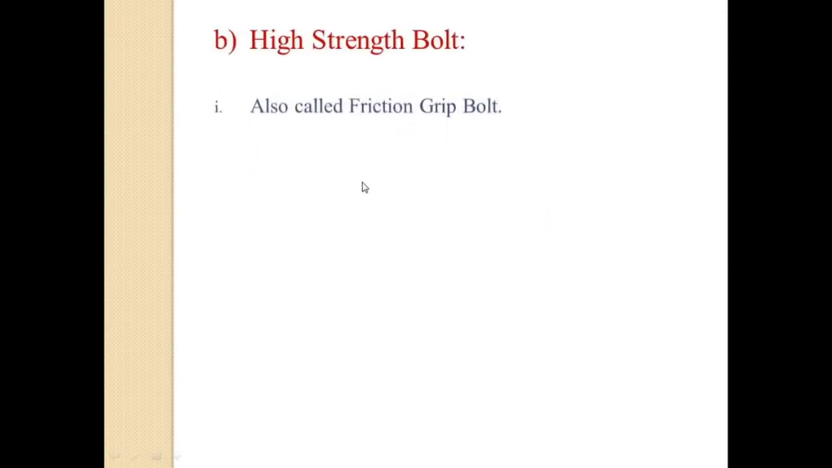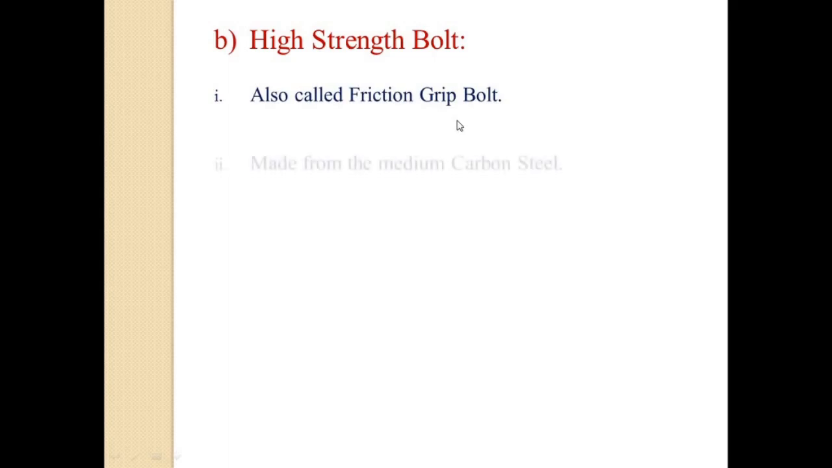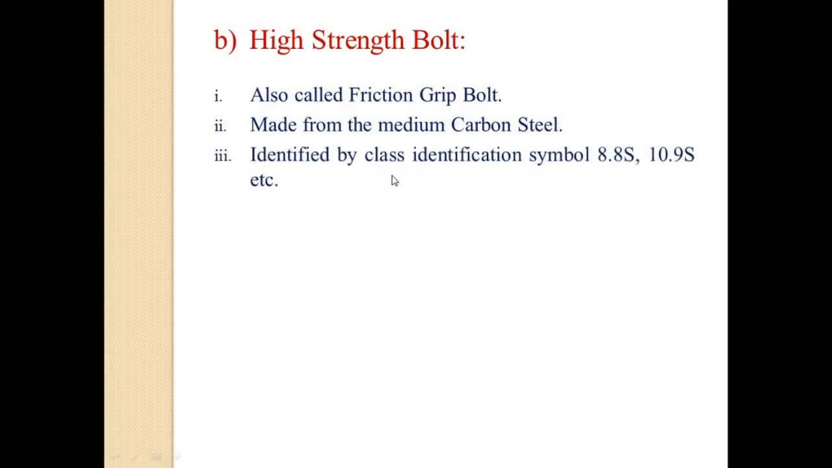The second one is the high strength bolts. It is also called friction grip bolt. It is made up of medium carbon steel. It is identified by the class identification symbol, that is 8.8S or 10.9S, etc. The suffix S indicates that it is a high strength bolt with hexagonal head.